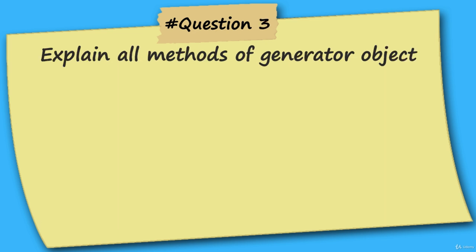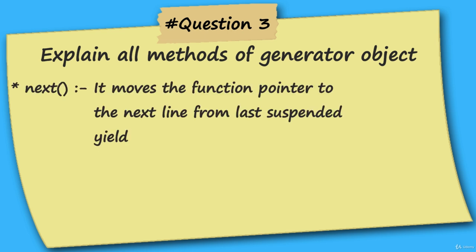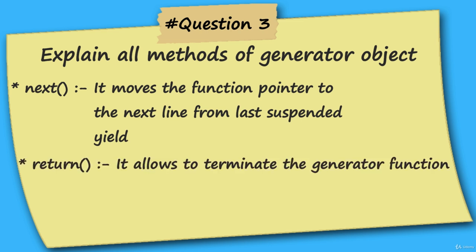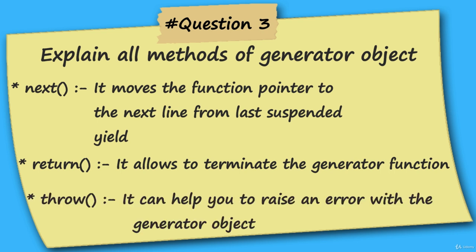The third question is, explain all methods of the generator object. So the three methods which we have discussed: the next method, which actually moves the function pointer to the next line, that is, from the last suspended yield it proceeds further, whereas the return allows you to terminate the function, and the throw method can help you to raise an error with the generator object. So these are the three methods related to the generator object.